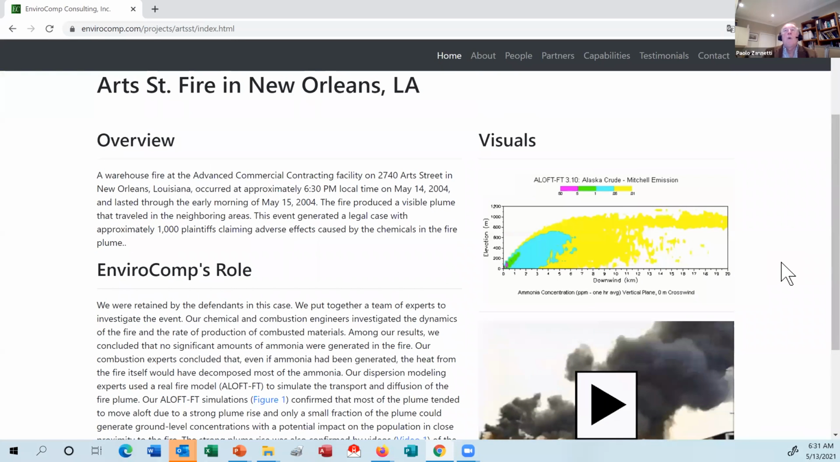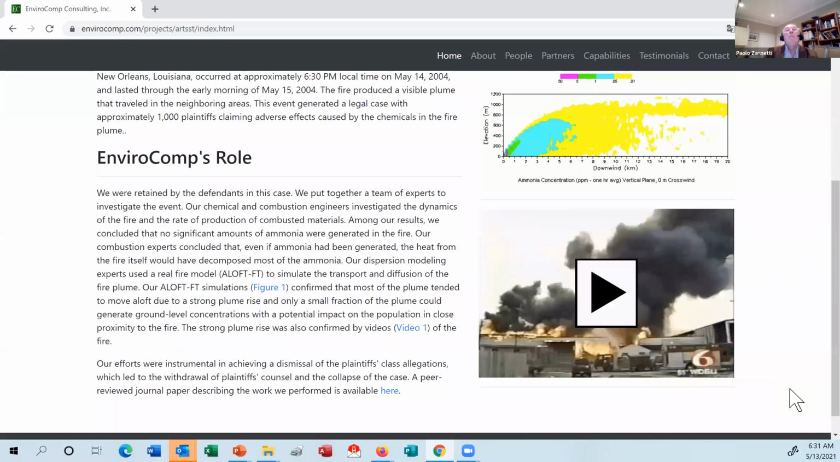And I'm glad you asked this question, because there's another fire that I dealt with. The problem with fire is that you cannot use the normal plume rise equation that you use for stacks. And many people make this mistake. They say, okay, it's a fire.